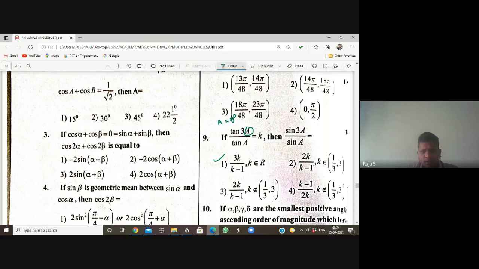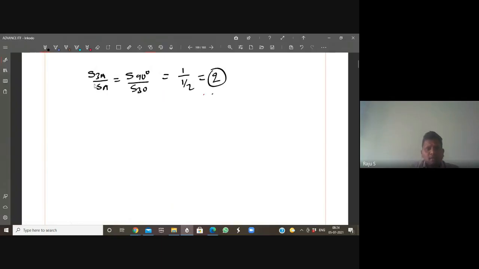First option. So don't substitute k value as infinity directly. We can do it like this. Option A they have given as 3k by k minus 1. So k you can take common in numerator and denominator. Numerator will be 3, denominator 1 minus 1 by k. When I take k common in denominator, we get like this. K gets cancelled.